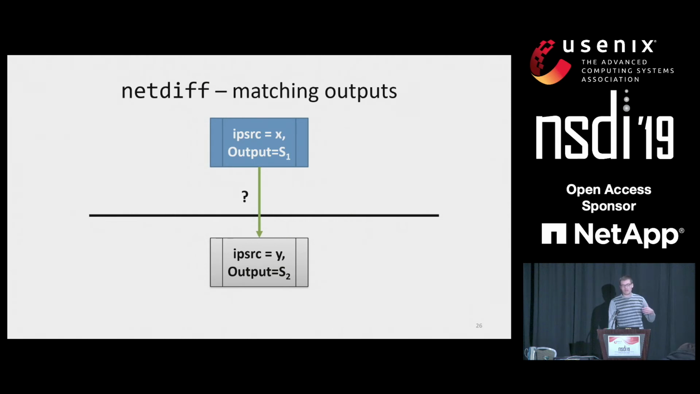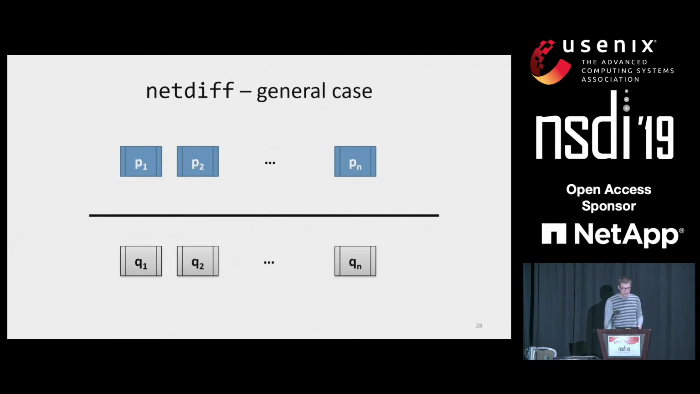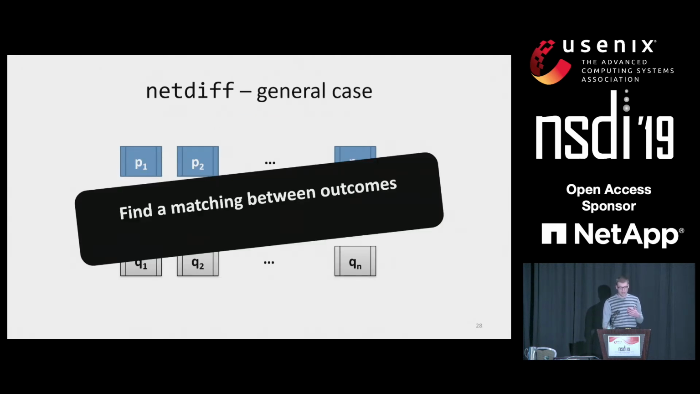How do we check if they are equivalent? Well, first of all, we need to have that they are going to be output on the same port. And second of all, we need to check whether all headers are actually equivalent. And we do this logically by checking if X is different from Y is not satisfiable. Okay? So in general, how we proceed is basically we are trying to find a matching between these outcomes.